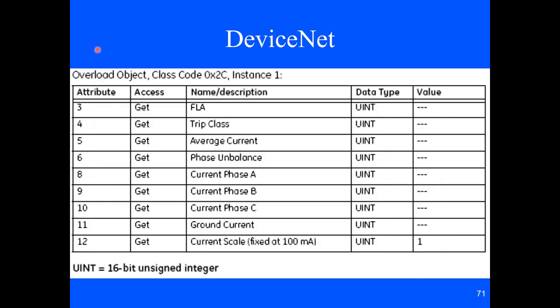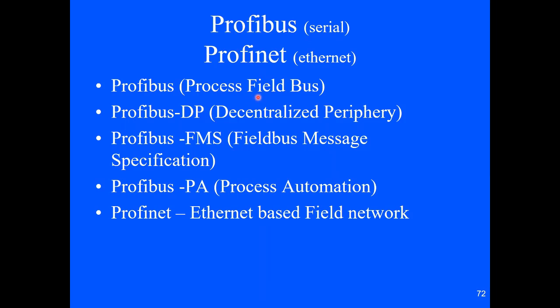And so here you have an overload object. That's the object. It's got class code, instances, and these are the different attributes. So I may want full load amps as an attribute.